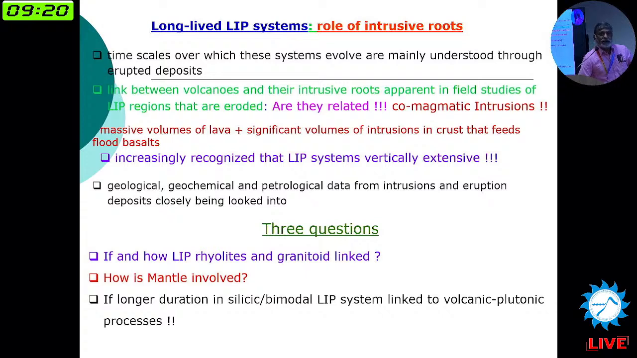rhyolite and granites are linked, particularly concentrating on the silica-rich part, and how in this case the mantle is involved. And if longer duration of silicic or bimodal volcanism is taking place, how are they linked to these volcanic and plutonic processes.